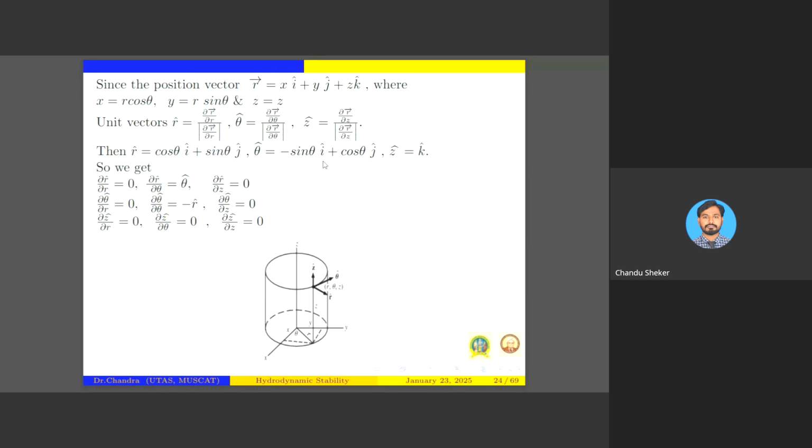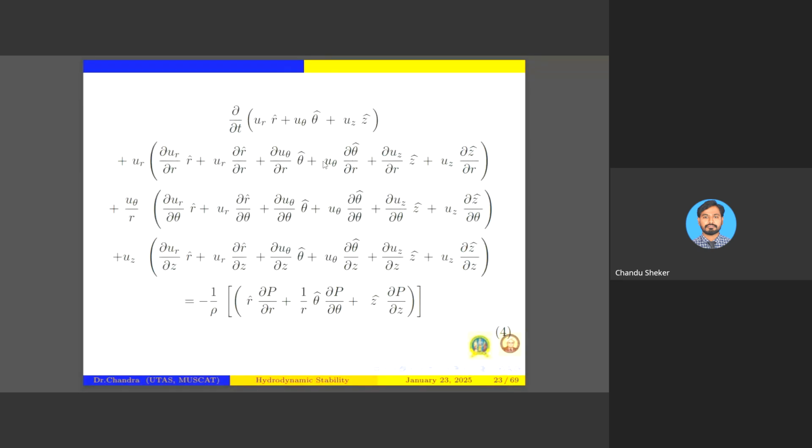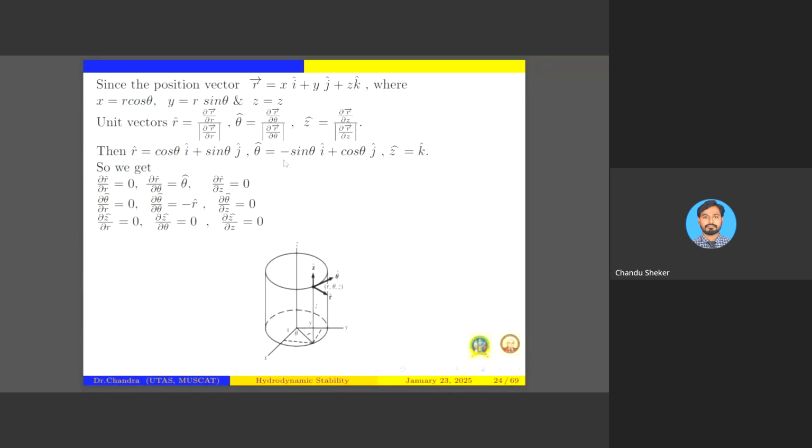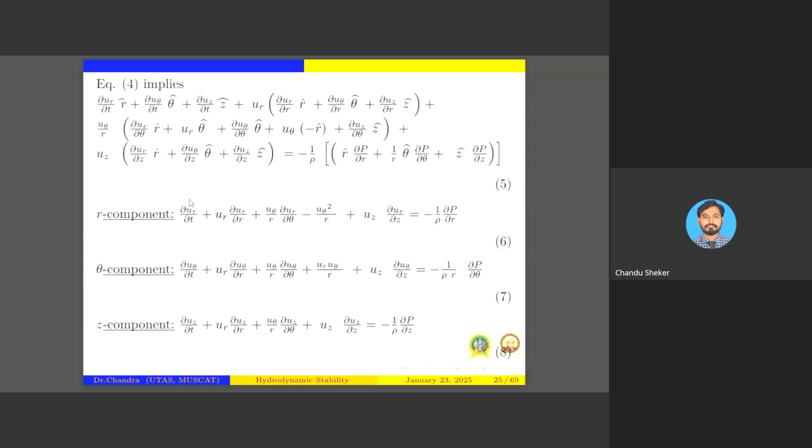Now, what are all the terms involved in the previous expressions? Here we have dou r cap by dou r, dou theta cap by dou r, dou z cap by dou r. These are all the terms involved. Anyway, we got r cap, then we are finding all the derivatives using r cap, theta cap, and z cap, meaning the partial derivatives of r cap with respect to r, theta, and z. After getting these values, we substitute in the previous equations so that we get a new equation like this.